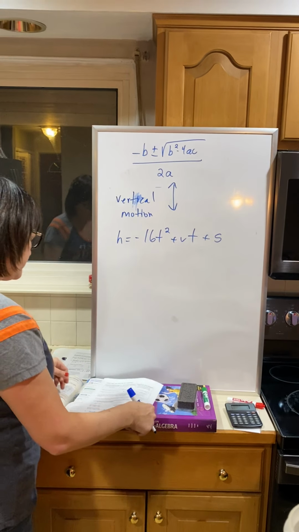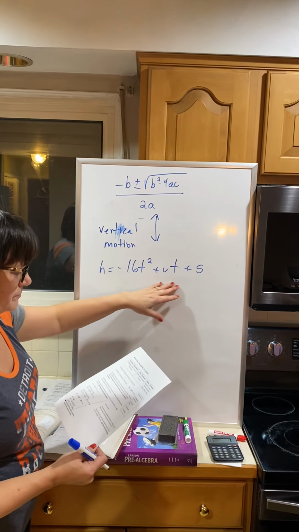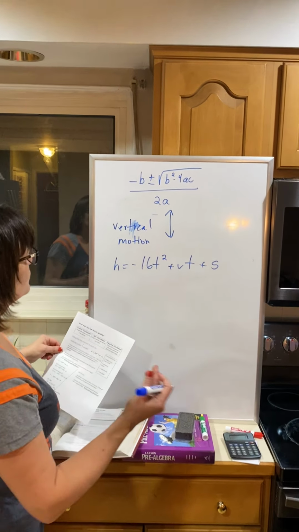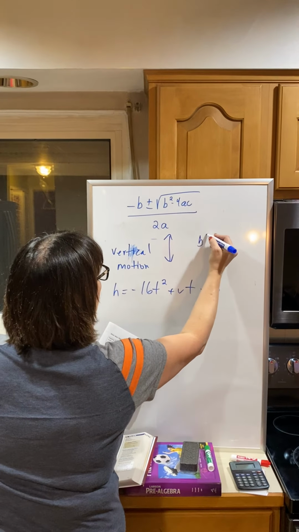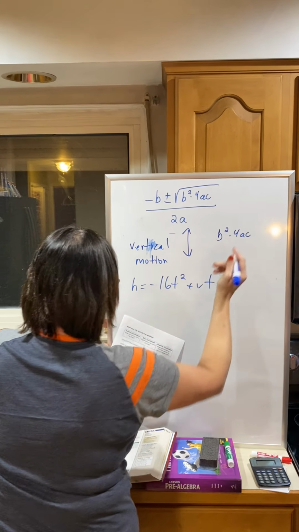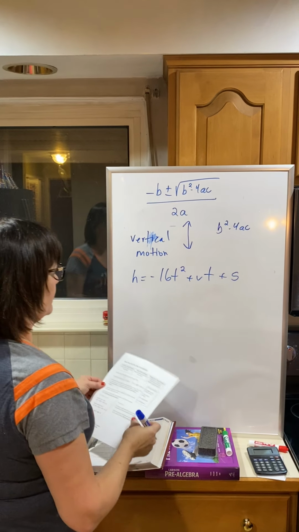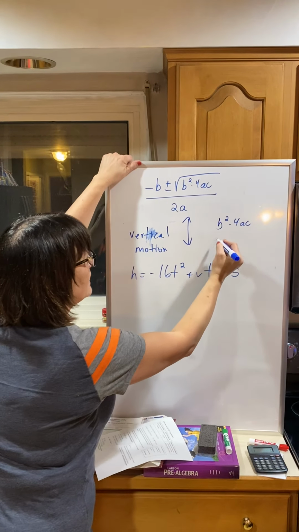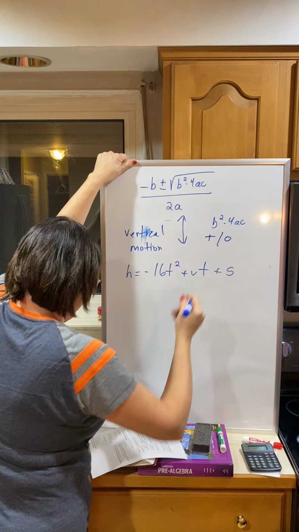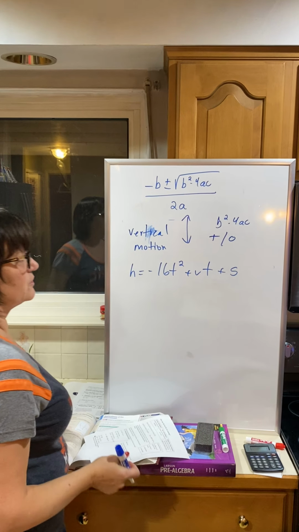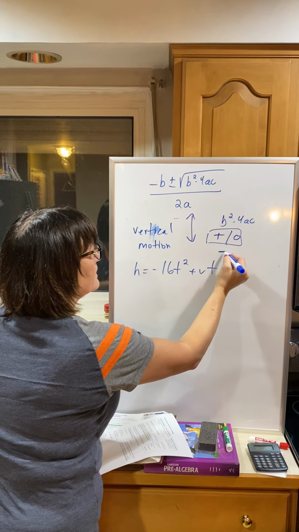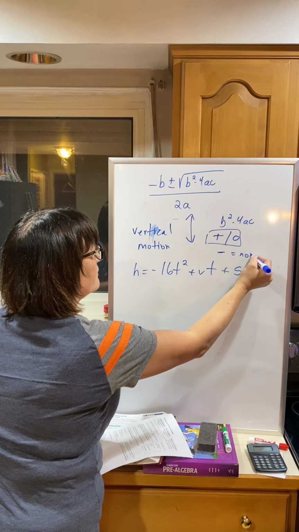So you start with this model and you substitute in your data. Then you use the discriminant to decide if the equation has a solution. If the discriminant is positive or 0, there will be a solution. If the discriminant is negative, then none.